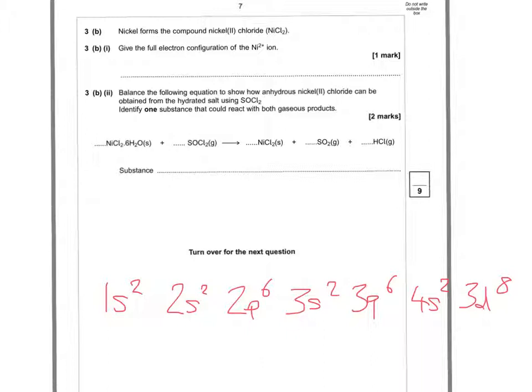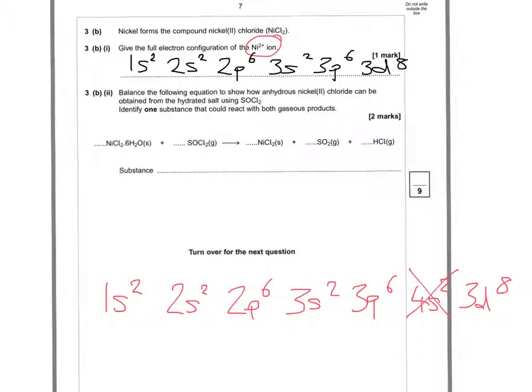When it becomes the nickel 2+ ion, obviously it loses 2 electrons, but you've got to remember it loses from the 4s first. So what they wanted you to write is 1s2, 2s2, 2p6, 3s2, 3p6, leaving out the 4s, and then 3d8. That's the answer.